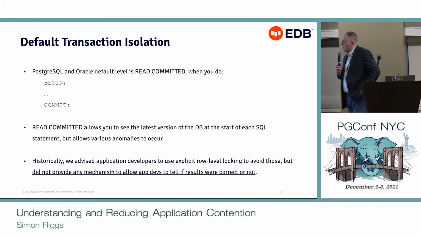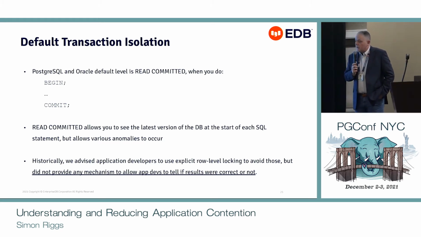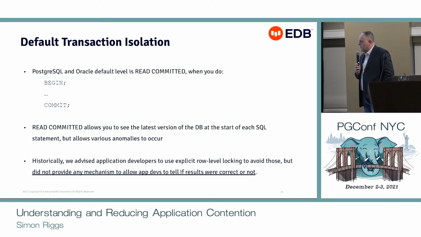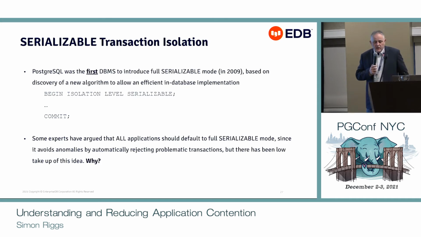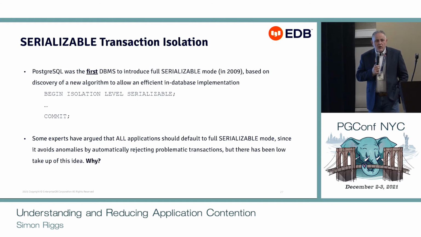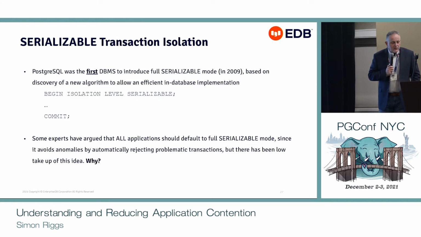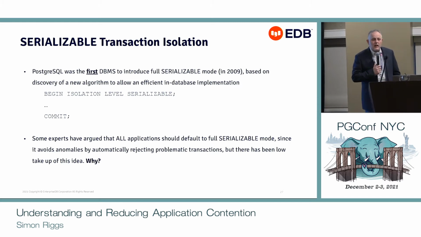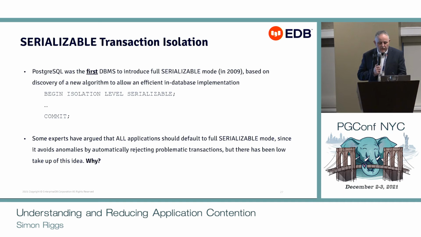So default transaction isolation in Postgres is read committed. This is also the default in Oracle, which is why a lot of people don't know about serializable or higher levels of transaction isolation. So read committed allows you to see the latest version of the rows in the database, but it does allow certain anomalies to occur. So historically, the only way to handle that was to try and lock everything yourself to avoid the error. But Postgres was actually the first database to introduce full serializable mode in 2009 based on a PhD thesis that showed a feasible algorithm that we could use for detecting it.